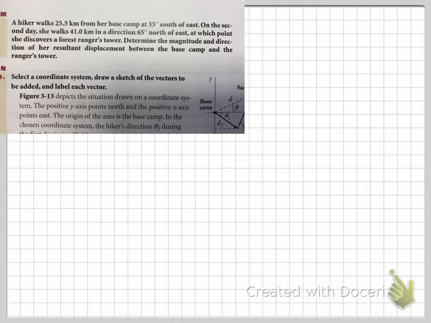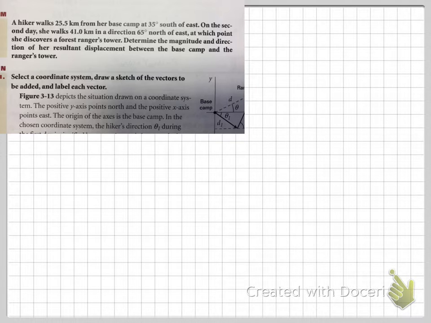So this is actually sample problem 3C from your book. A hiker walks 25 kilometers from her base camp at 35 south of east. On the second day, she walks 41 kilometers in a direction 65 north of east, at which point she discovers a forest ranger's tower. Determine the magnitude and direction of her resultant displacement between base camp and the ranger's tower. And I gotta say, 41 kilometer day hike, this woman's not messing around.